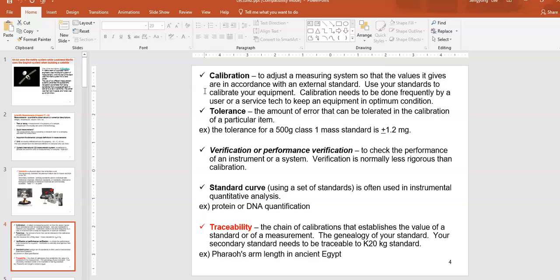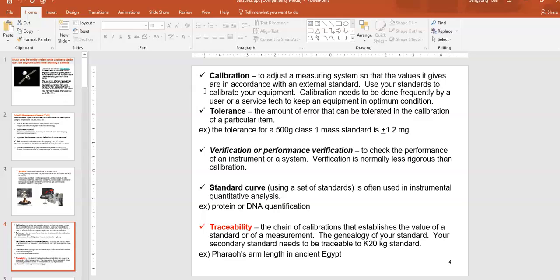Sometimes a standard is not one point. Sometimes you need a group of standards to come up with something called the standard curve. Using multiple standards, you develop a graph that shows a trend of your instrument's performance. That is called the standard curve. Based on the slope of the curve, you can take your instrument measurement based on that standard curve and equation. Okay, we'll talk about that. We'll do a lab on that.